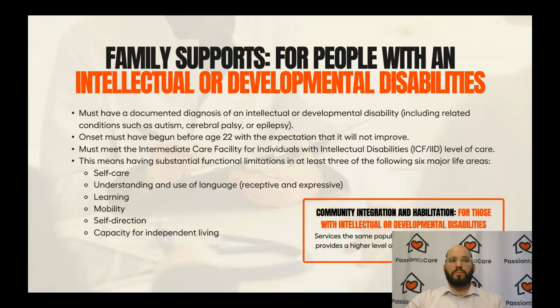The main distinction between these 2 waiver programs is the level of care that's necessary for this person to function. So the family supports waiver is geared towards providing services for a person who's able to live in the community in a non-institutional setting. And the community integration and habilitation waiver is geared for people who need a higher level of support and care and to provide those in a residential facility.